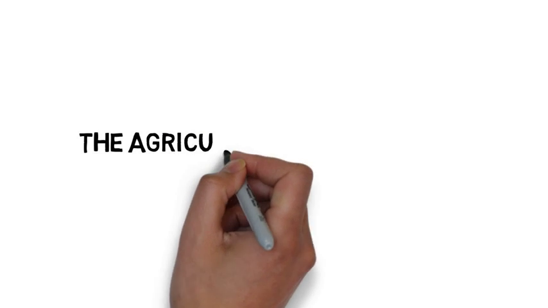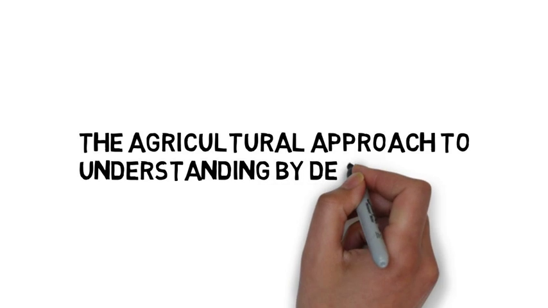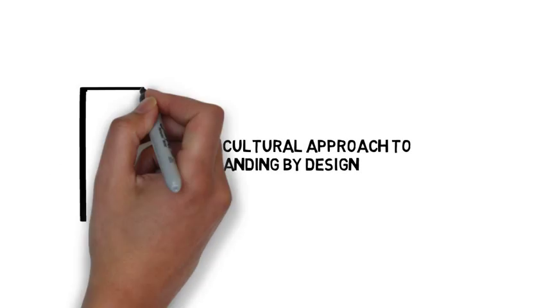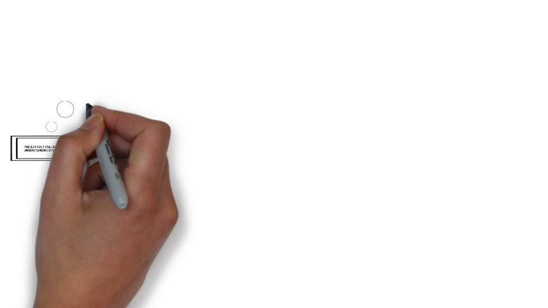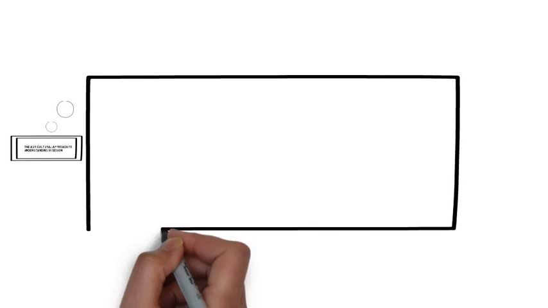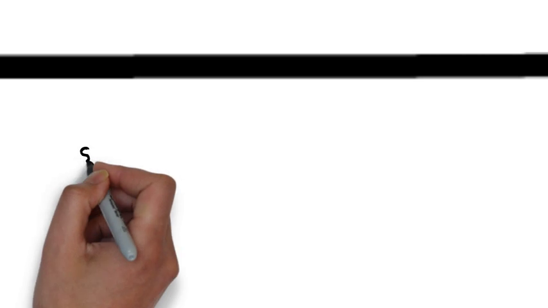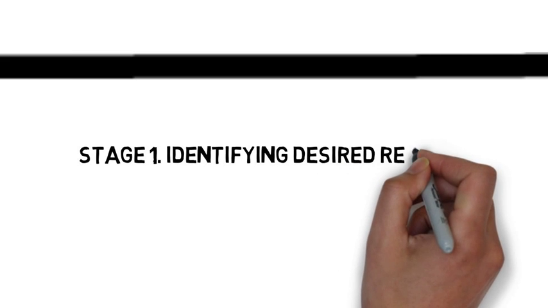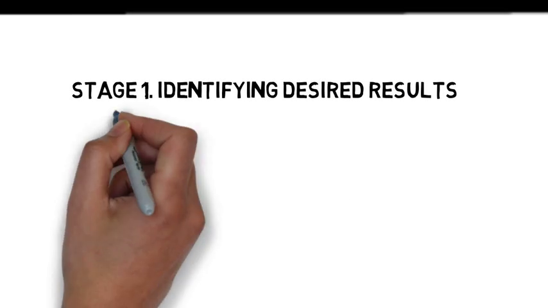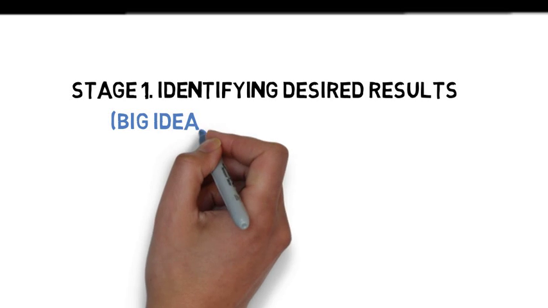This is the agricultural approach to Understanding by Design. Let's think about the 3 stages. Stage 1, identifying desired results. This encompasses the big idea or learning outcome.